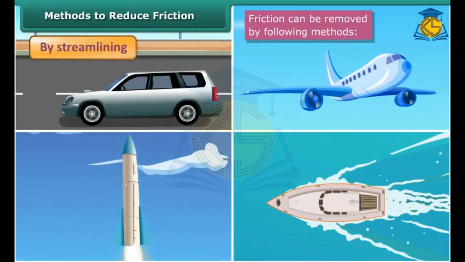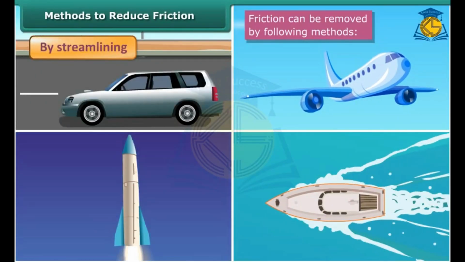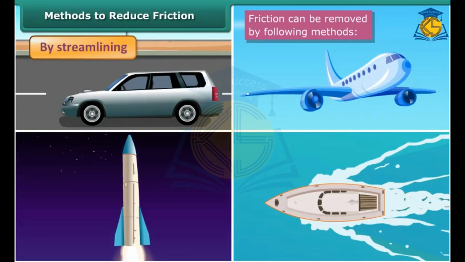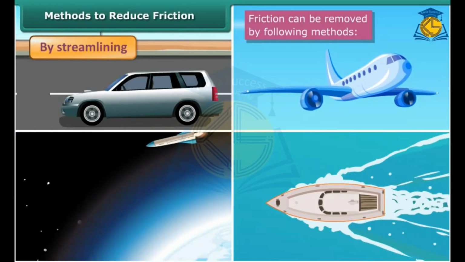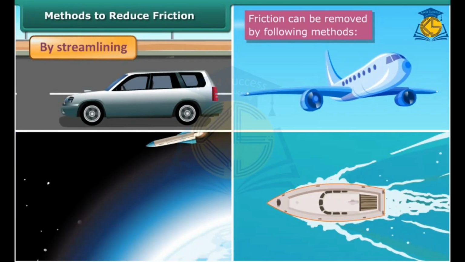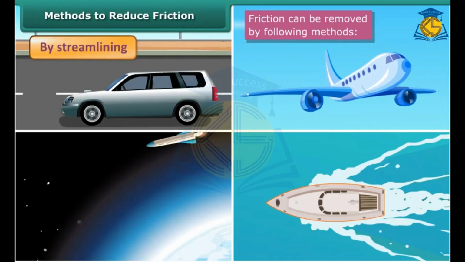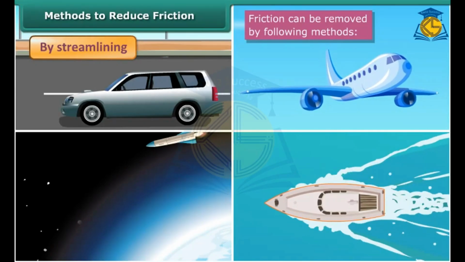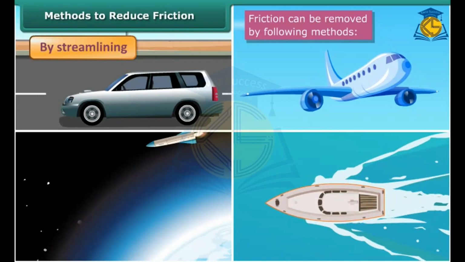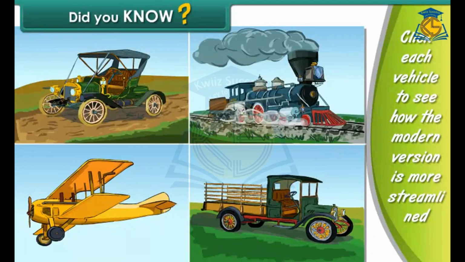By streamlining. The bodies of cars, aeroplanes, and rockets are streamlined to reduce the air friction. The bodies of boats and ships are also streamlined to reduce the friction of water. Click each vehicle to see how the modern version is more streamlined.